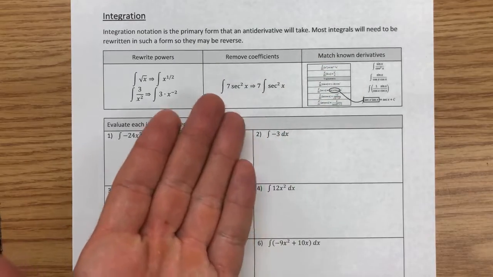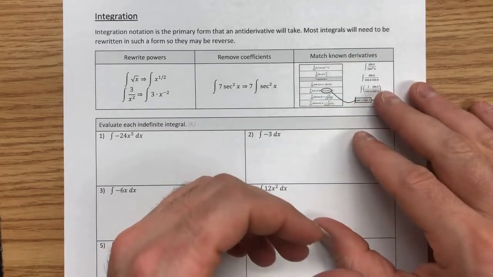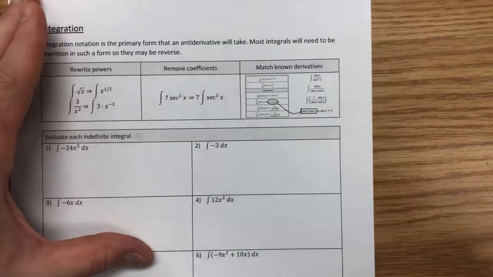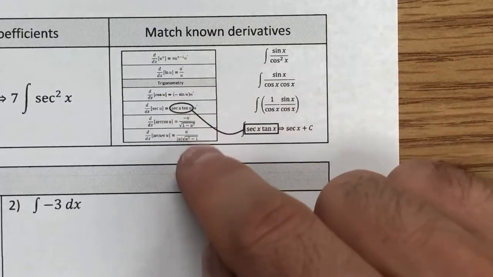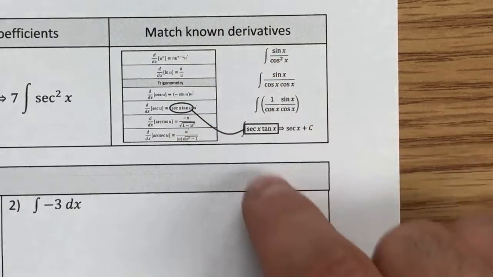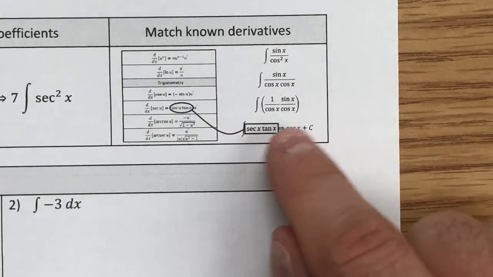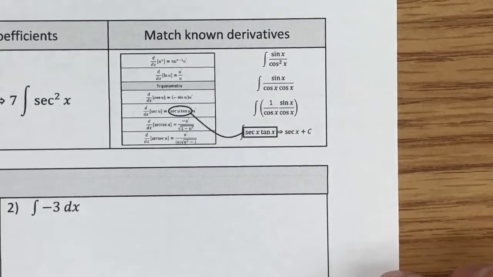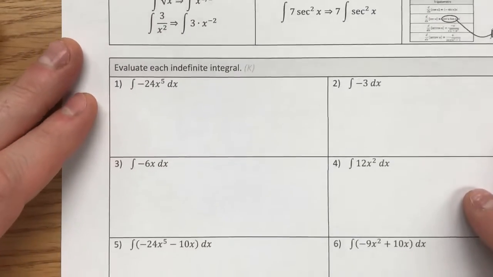If I see something where I have a secant squared, I'll go down and see what trigonometric function produces a secant squared. For example, if I have something that looks like this, with the sine squared over the cosine squared, I might go down my list of known derivatives until I find one that says, if I write it as the secant tangent, I know that the secant produces the secant tangent, so therefore my integral is going to be the secant plus c. So let's go ahead and try a few of these.